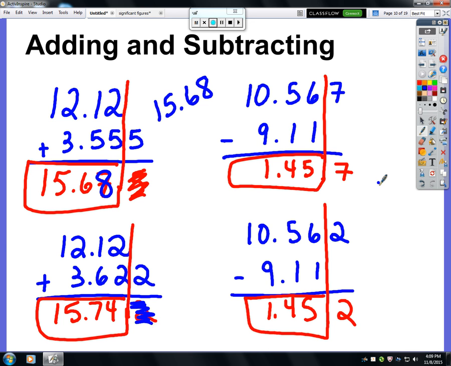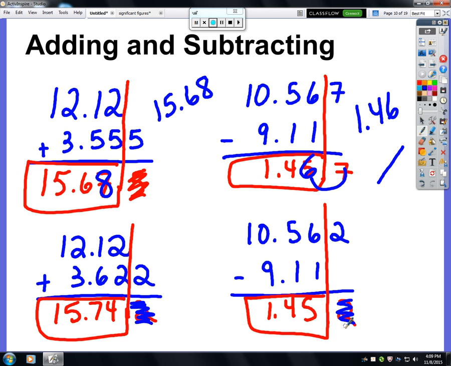Coming over to this example over here, what happens? Does a 7 do something to the 5? Yes, it does. It rounds it up to a 6, and so my answer is 1.46. And what does my 2 do to my 5 in this situation? Nothing. And so my answer is 1.45.